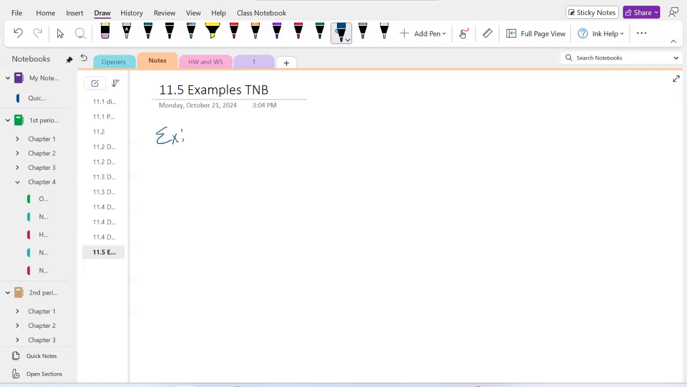In any case, here's my example. If r of t equals sine 2t, cosine 2t, and t, we are going to find the TNB for t equaling pi over 6.